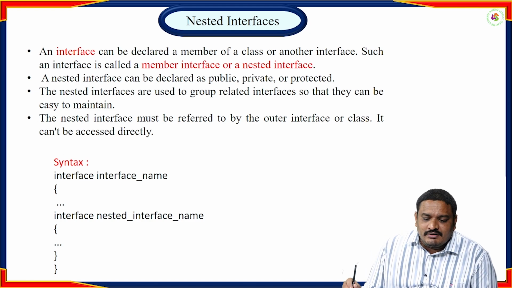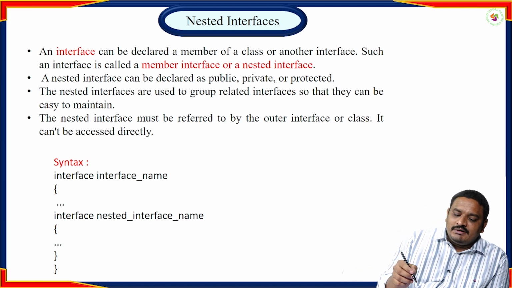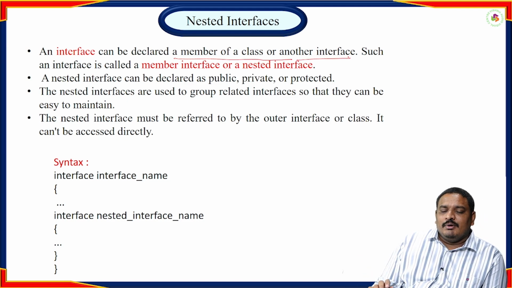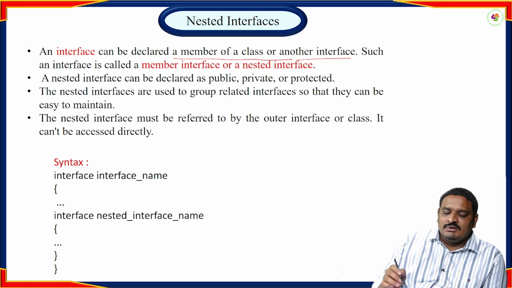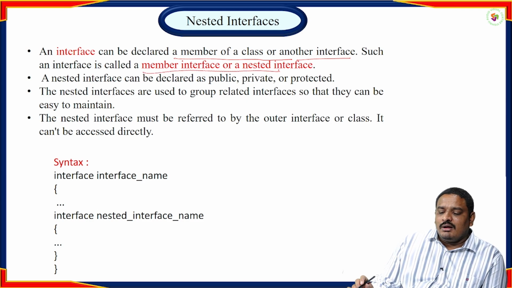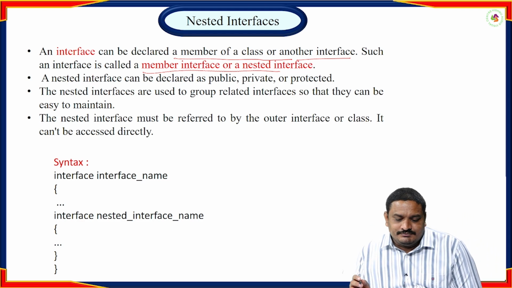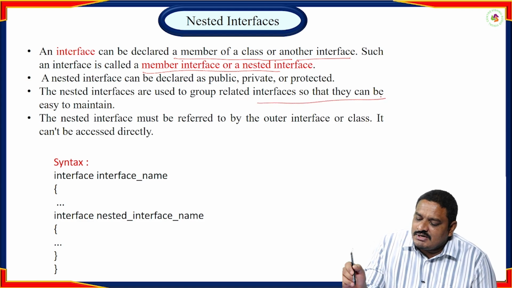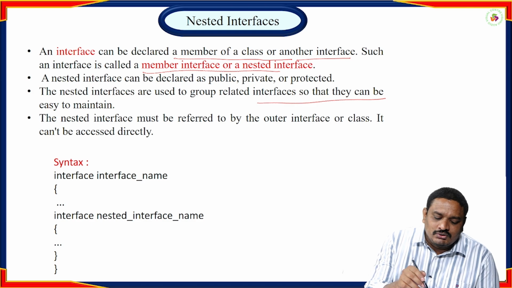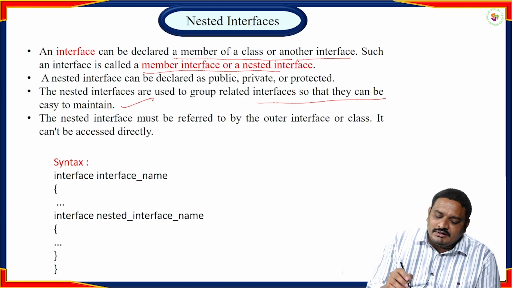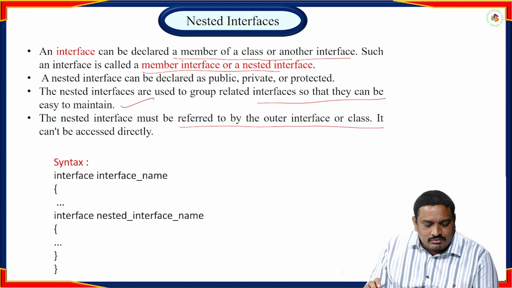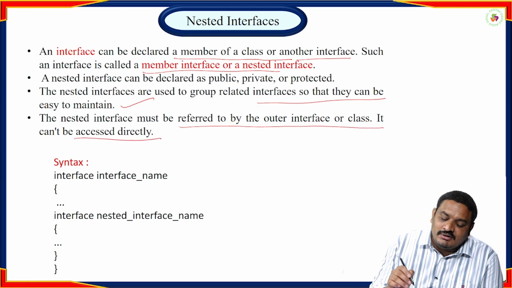What is meant by nested interfaces? Nested interfaces means an interface can be declared as a member of a class or another interface. That is called a member interface or nested interface. The nested interfaces are used to group related interfaces so that they can be easily maintained. The nested interface must be referred to by the outer interface or outer class, and does not allow direct access.